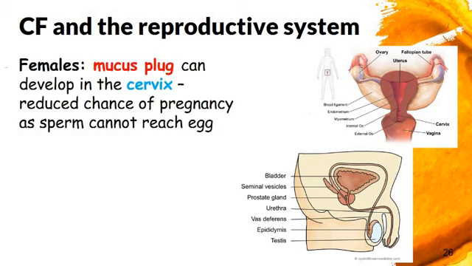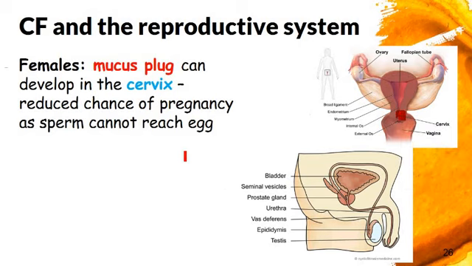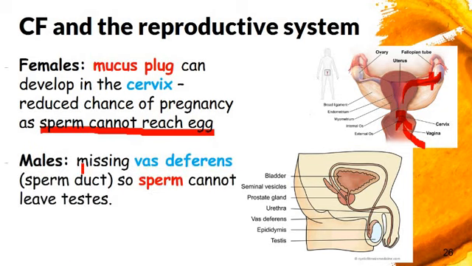If you're a female and you don't have testes or a vas deferens, the mucus plug is going to develop in the cervix, which means that you cannot have fertilization occurring. You have a reduced chance of pregnancy because sperm are not going to be able to pass through and reach the egg, which usually will be up here more towards the fallopian tubes. Unfortunately, in males, the vas deferens is completely missing, or it will be underdeveloped.